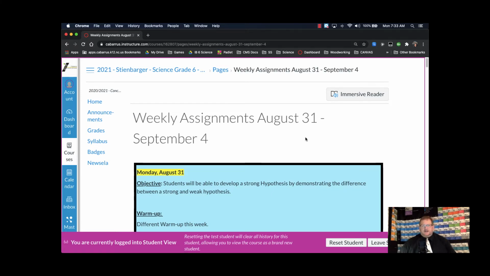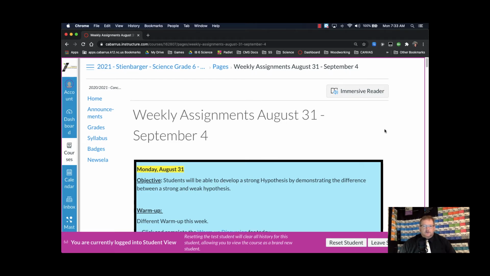You'll see the objective for today will be that you are able to develop a strong hypothesis. So understanding the difference between a strong and a weak hypothesis. That's going to be our work for today and tomorrow.